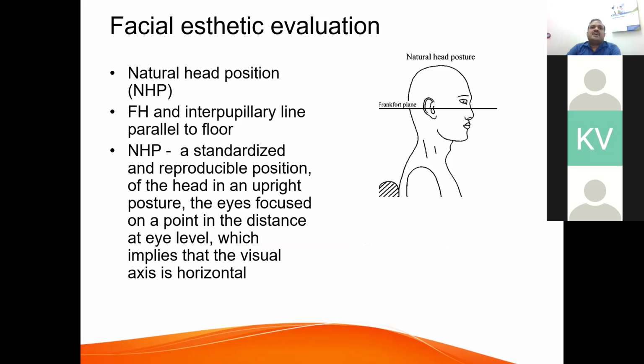So whenever you are evaluating the patient, the evaluation is carried out in the natural head position. Natural head position is a standardized reproducible position where the Frankfurt horizontal and the interpupillary line are parallel to the floor. So the patient is seated upright with the visual axis in the horizontal plane. So it's a reproducible position.